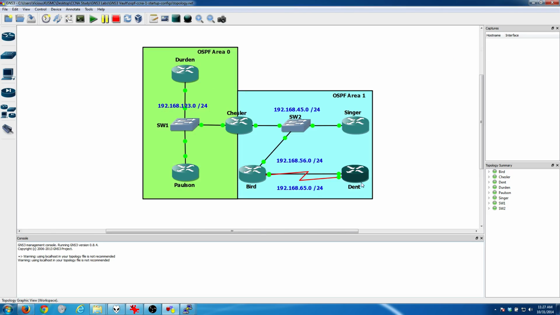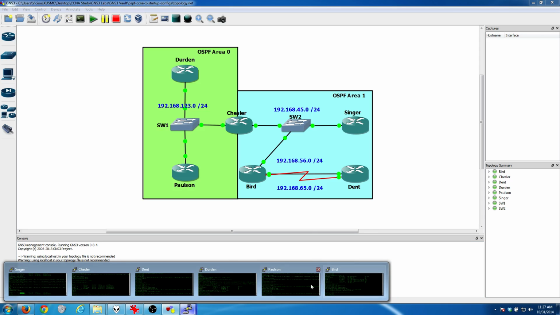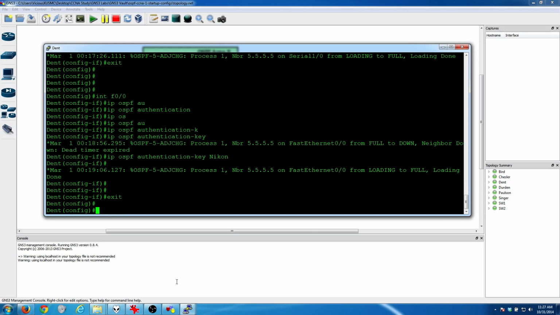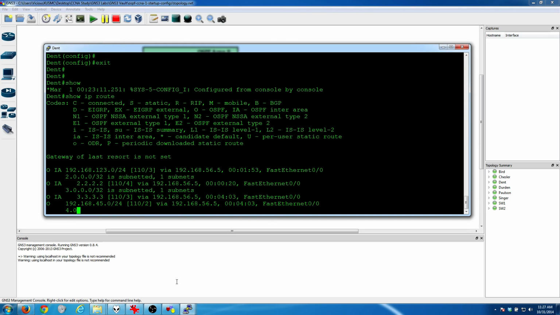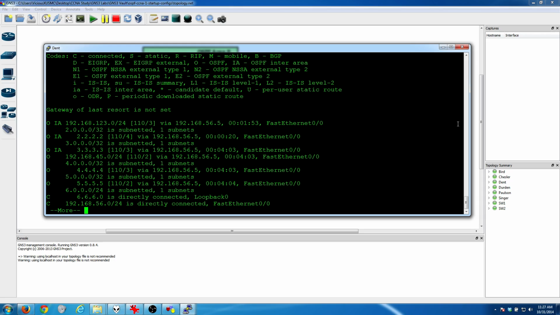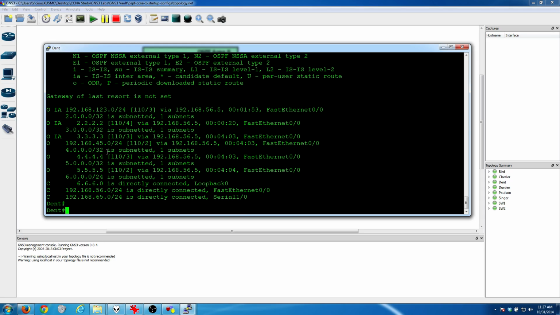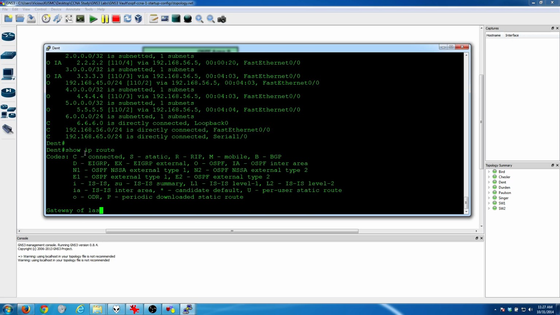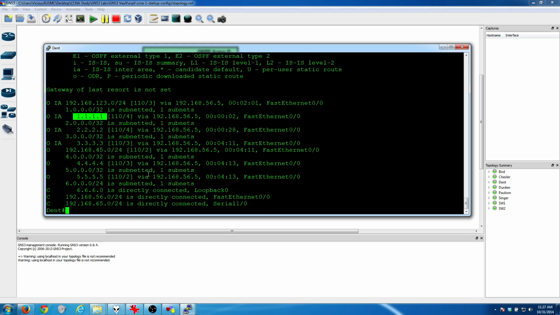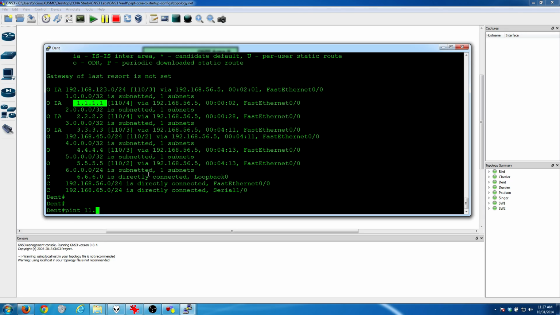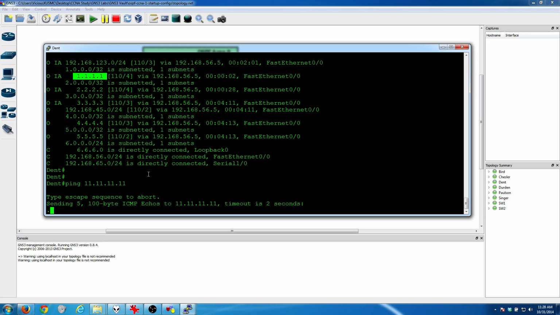So let's verify that. Let's go all the way over here to Dent. Verification is always very important. Let's do a show IP route, and I should see the 1.1.1.1 in here, which I'm not right now. There it is. It just took a second to come through. So we have the 123 network. We have the 1.1.1.1 because we added those to the OSPF advertisements, but we do not have the 11.11.11.11. So if we try to ping that, you can see it's going to fail.